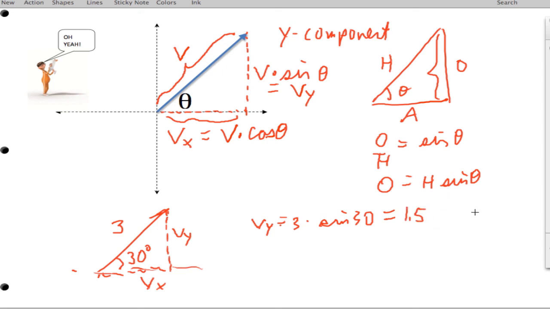So make sure your calculator is in degrees. The next thing, if I want to get Vx, that's going to be 3 times the cosine of 30. And that's going to work out to 2.6. So that's a quick introduction to calculating vector components.